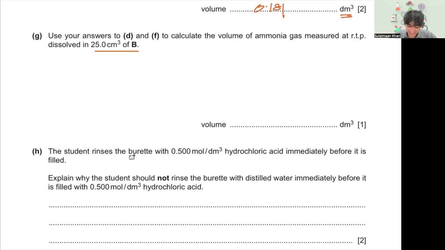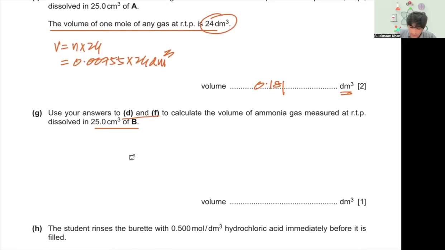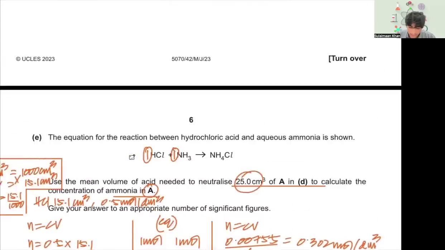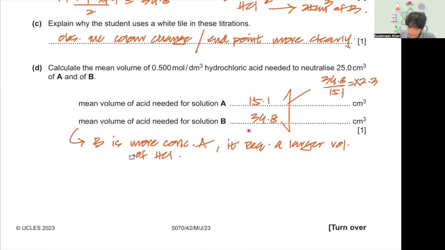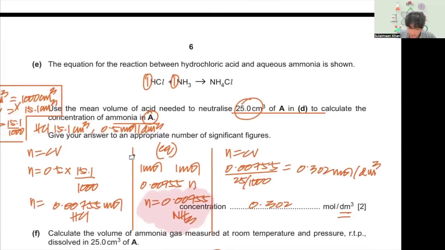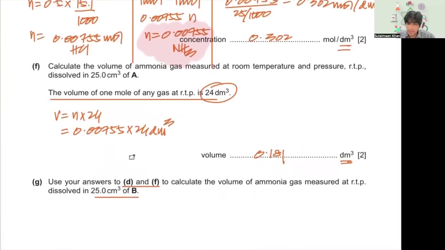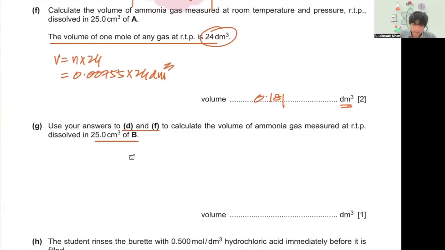So now you want to figure out how much ammonia gas is there in B. For B, first of all, you need to know the moles of ammonia in B. Once you find the moles of aqueous ammonia in B, then you can figure out the volume, right? He's also given you steps to help you, D and F. In D, you know the volume and concentration of hydrochloric acid, which helps you figure out the moles of hydrochloric acid. The moles of hydrochloric acid would be the same as the moles of aqueous ammonia. And once you have the moles, you can figure out the volume of ammonia gas.